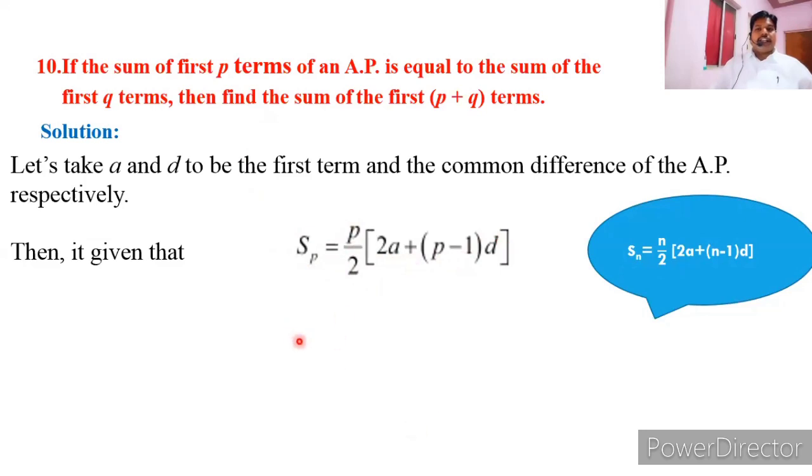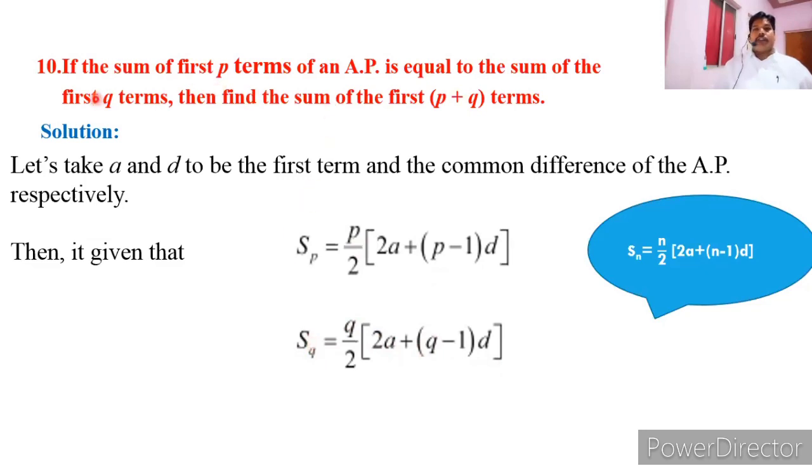Similarly, you can take Sq also. What is the Sq value? The Sq value is the same; in the place of n, you can replace q. So Sq is equal to q by 2 into (2a plus (q minus 1) into d). This is the sum of p terms and this is the sum of q terms.